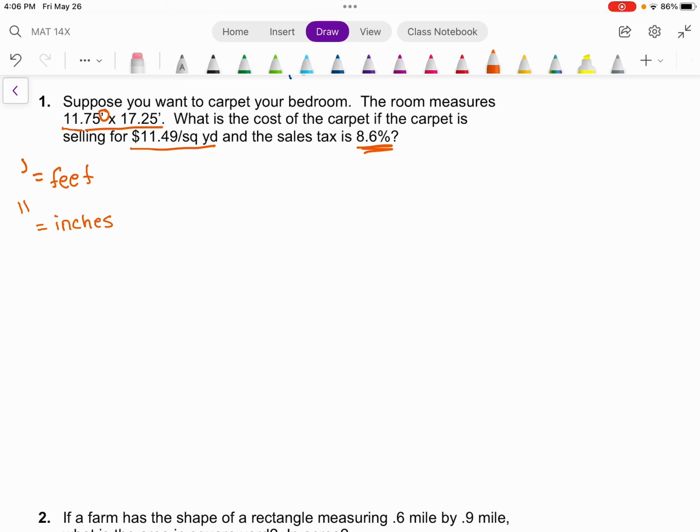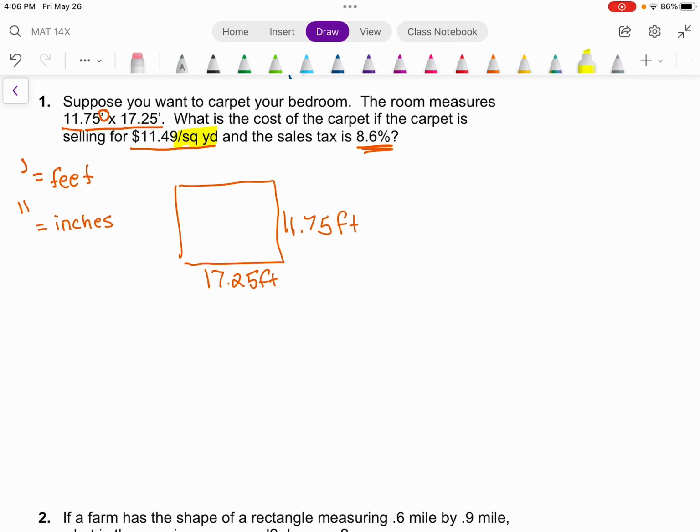All right, so I always like to start by drawing myself a picture. I'm a picture person. So here we have 17.25 feet by 11.75 feet. Now, if I find the area of this, I'm going to get an area measure in square feet. But looking ahead a little, I notice, and I'm going to highlight it right here, that my cost is given to me in square yards.